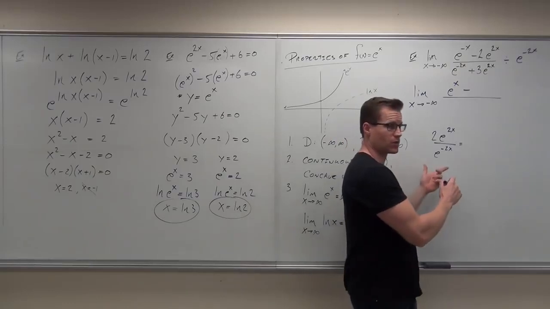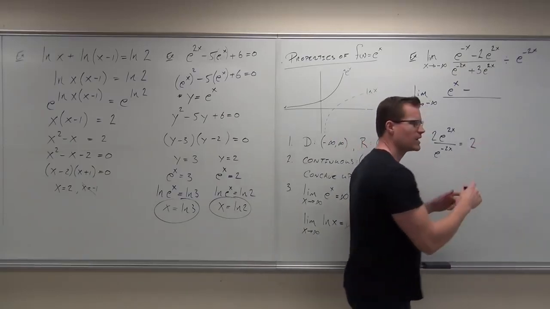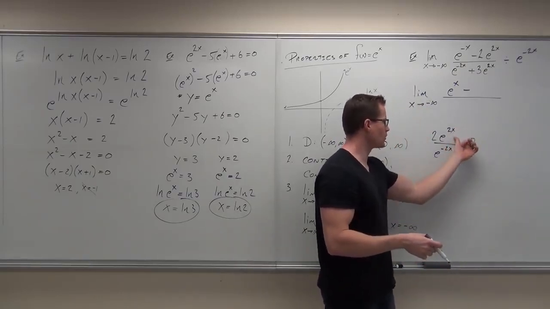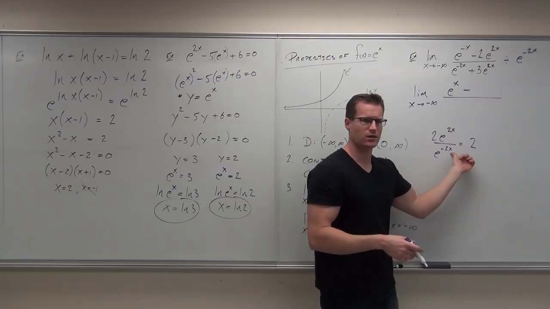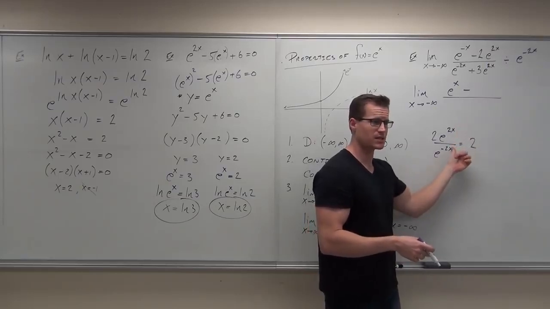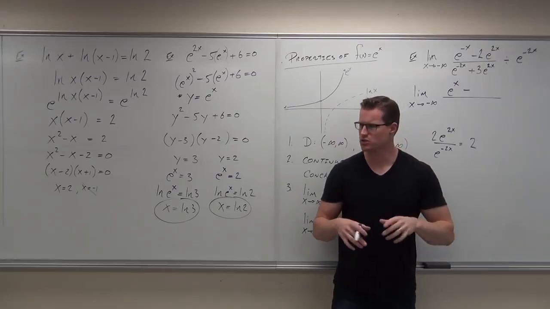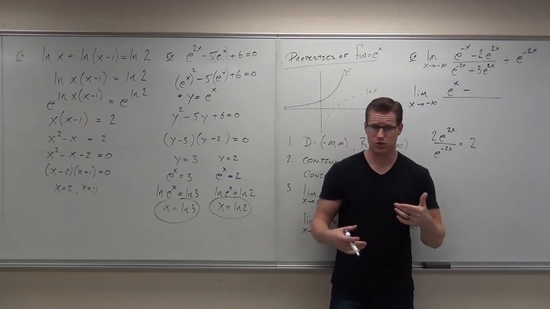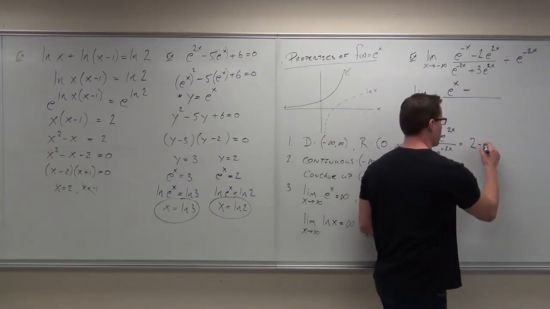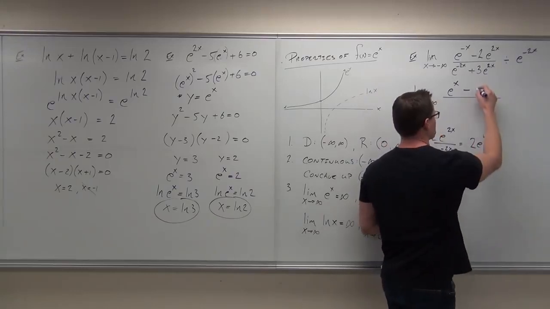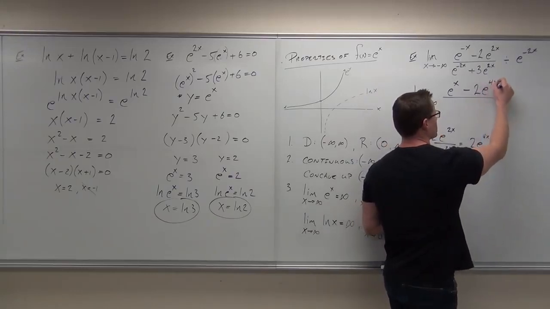So we're still going to have the 2 though, right? Again, what do you do when you have exponents over exponents? You add or subtract? 2 minus negative 2. That's e to the how much? Are you okay with these? I'm not getting a whole lot of participation. Do you see where these are coming from? Are you sure? So 2e to the 4. Okay, that's cool.